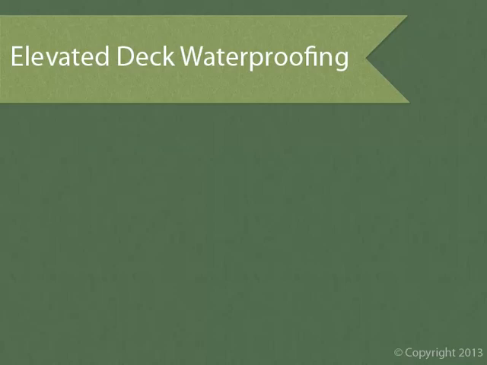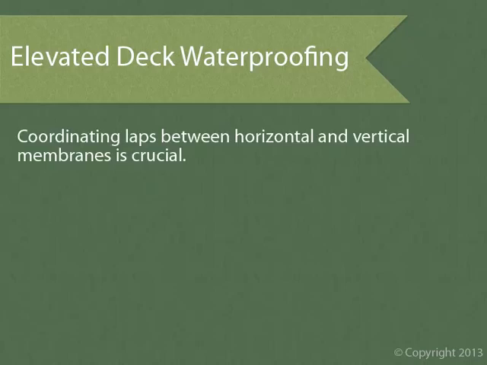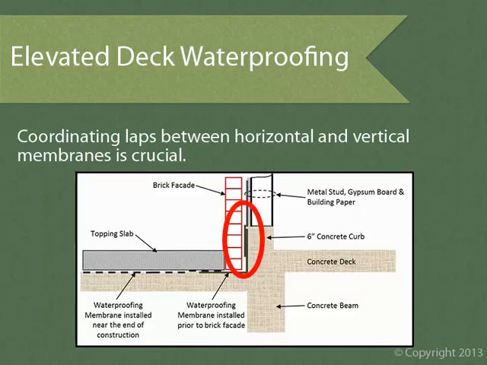Next, we'll discuss one of the most critical waterproofing types, elevated deck waterproofing. Coordinating laps between the vertical and horizontal membranes is crucial. Deck waterproofing typically needs to be run up a vertical wall about 6 inches above the finished surface. The finished surface in this case is the top of topping slab, not the top of the membrane that you see below the topping slab. As a good reference, the curb you see here is 6 inches high, so the deck membrane needs to lap up to the top of that curb.